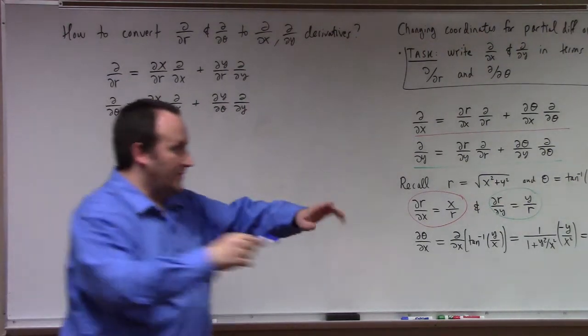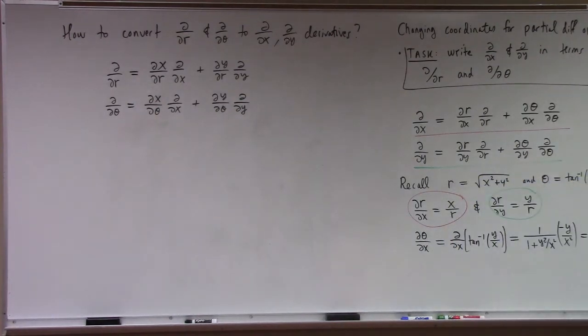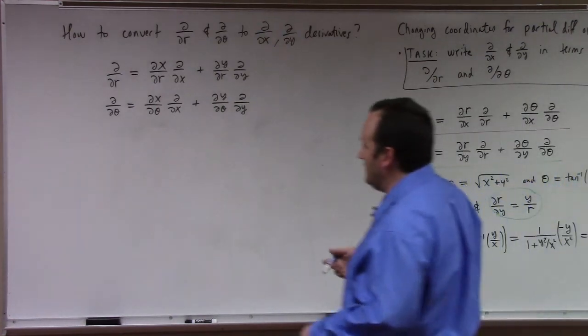All you guys got to do is go back, or just look in your mind. Hopefully it's in your mind. Wherever you got to look, but you should know this: x equals r cosine theta, y equals r sine theta. That's how we relate x and y to r and theta.